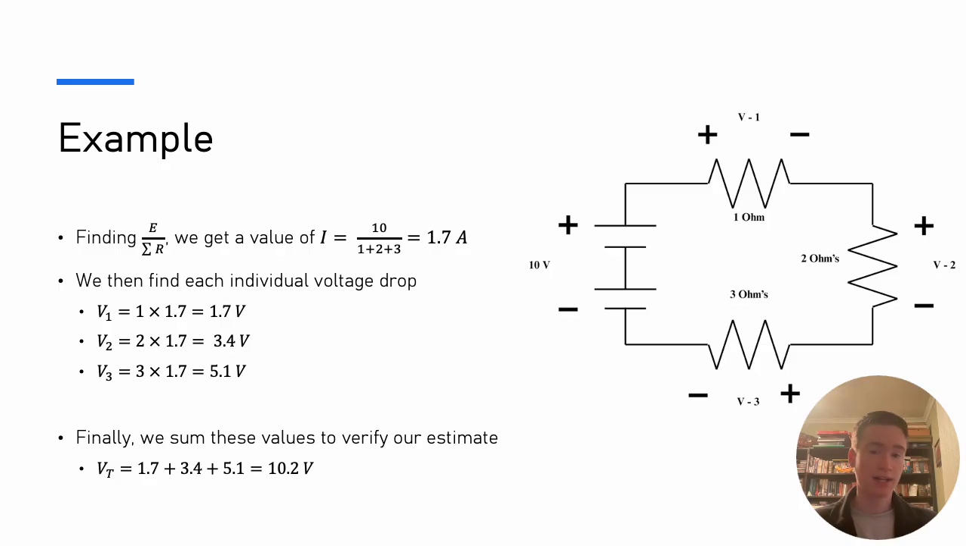Now, to verify this answer, we sum all of the voltage drops together, 1.7 plus 3.4 plus 5.1, to get a source voltage of approximately 10.2 volts. This difference is explained by the rounding made earlier, as 10 over 6 is 1.6 repeating, not 1.7.